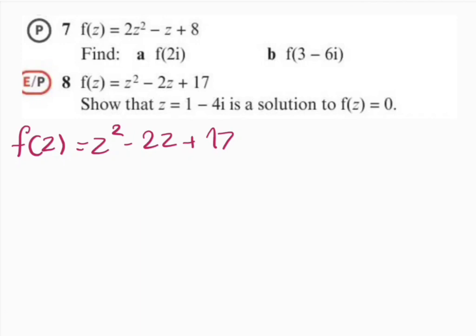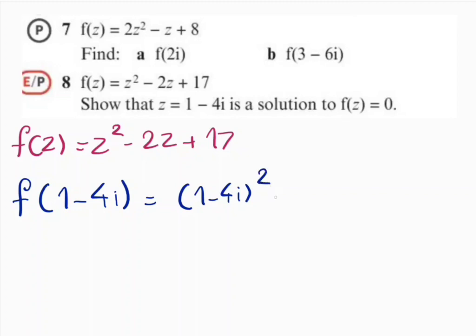So now let's try that here. So we start by writing down f of 1 minus 4i is equal to 1 minus 4i squared minus 2 times 1 minus 4i plus 17.